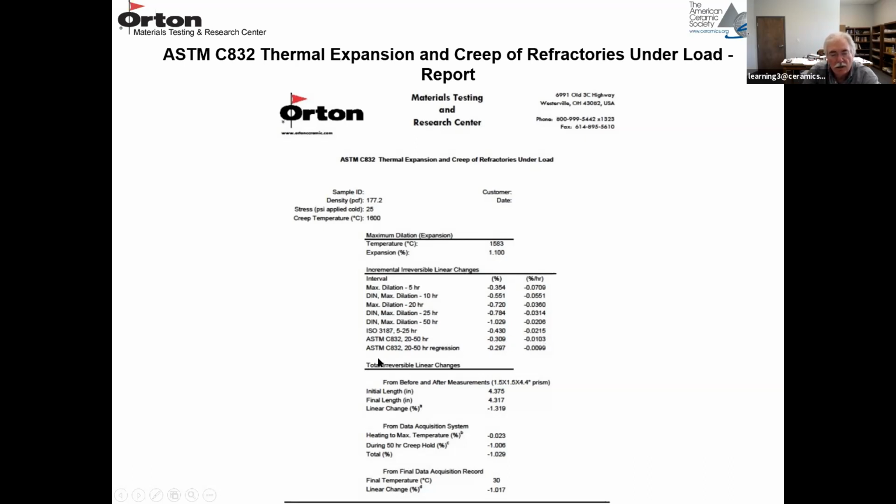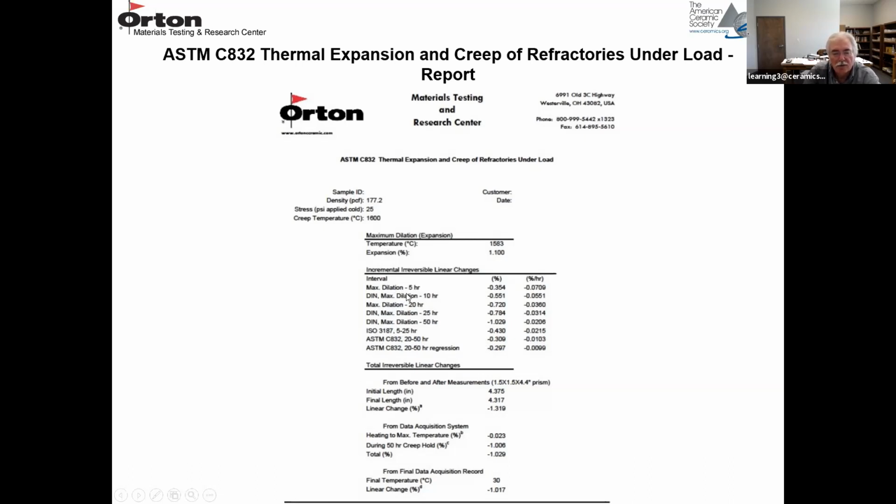the percent and the rate. We also do a regression analysis in that time frame, and the regression gave us 0.29% during that 30-hour period and a creep rate of 0.0099. So almost the same as just reading it off the table. These are just different versions. There's a variety of tests.